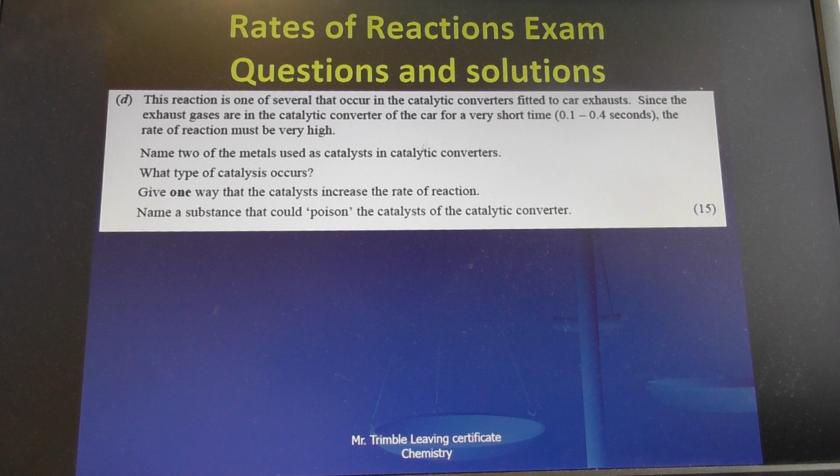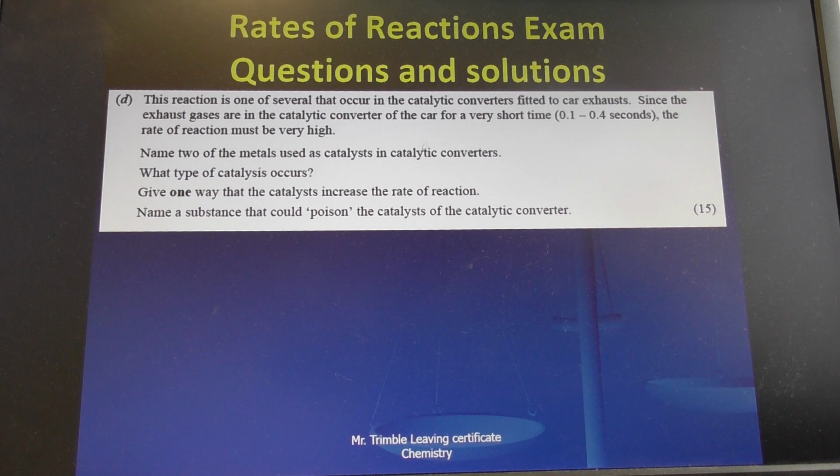Another exam question we could have a look at. This reaction is one of several that can occur in a catalytic converter. This is cut off a little bit, but presumably it's a catalytic converter question. Since the exhaust gases in the catalytic converter of a car live for a very short time, the rate of the reaction must be very high.